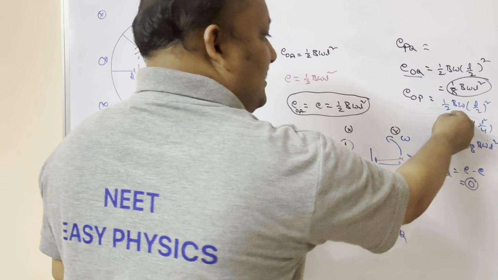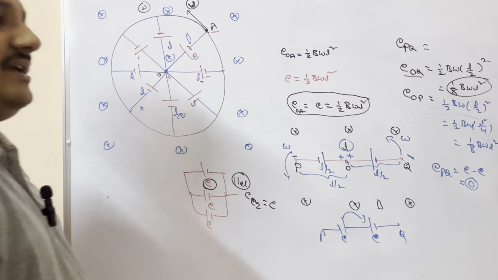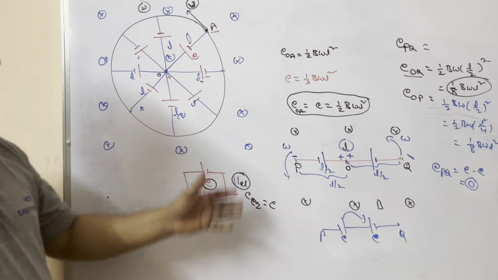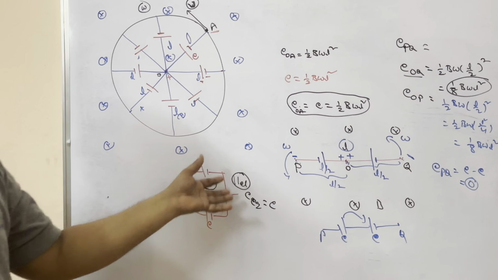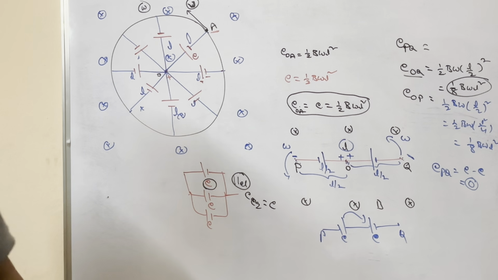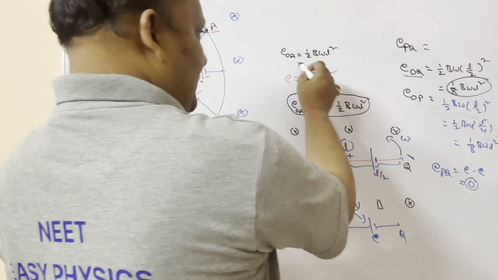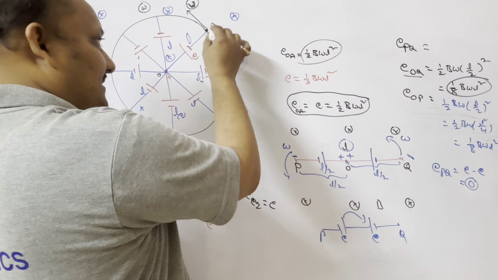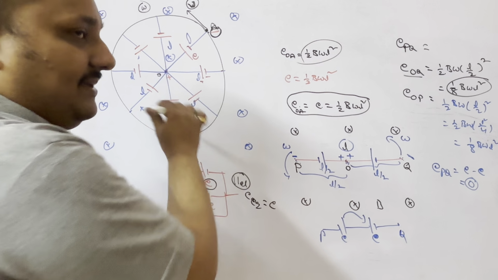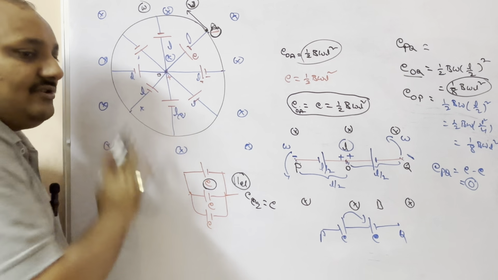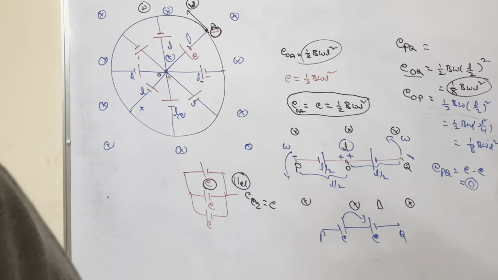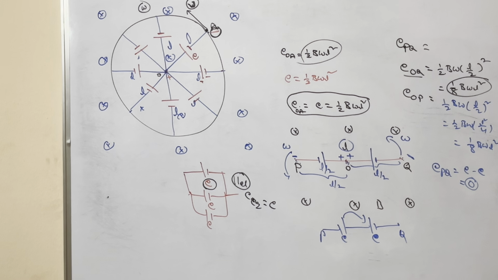Between O and Q, and O and P, the effective EMF is found by applying the formula half of B omega L square. If you remember, we applied just one formula so many times. So blindly we can follow: the end which is rotating becomes negative, and the fixed end becomes positive. You can practice. Thank you.